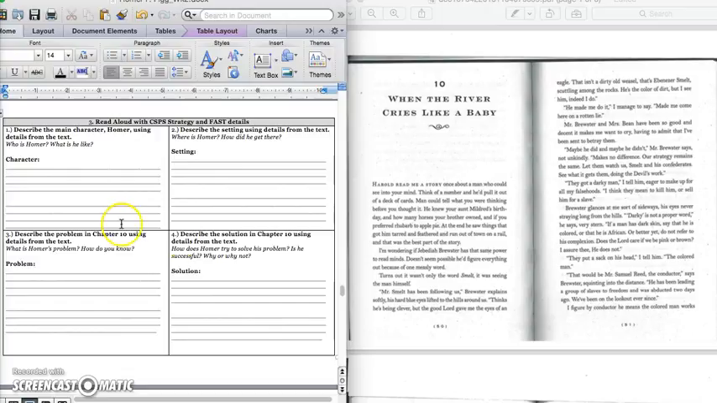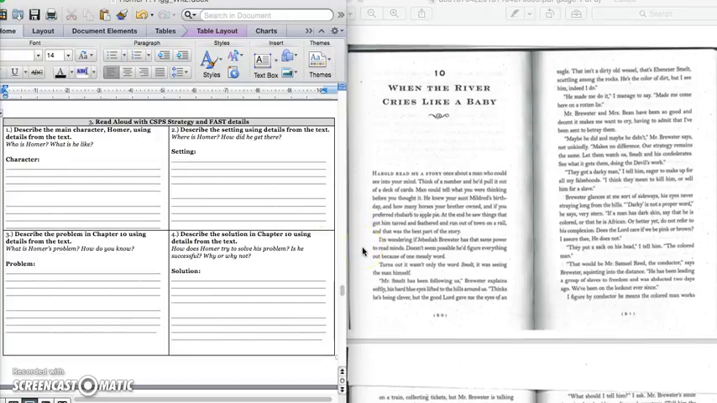And as we're reading, we'll look for more details about the character and the setting so that we can have evidence from the text to support our claim.